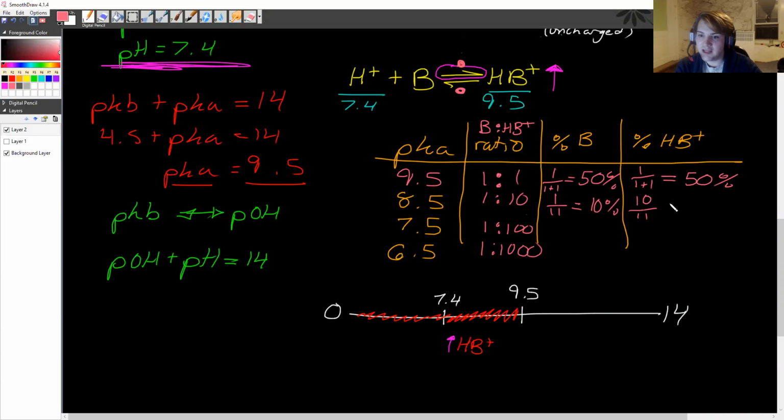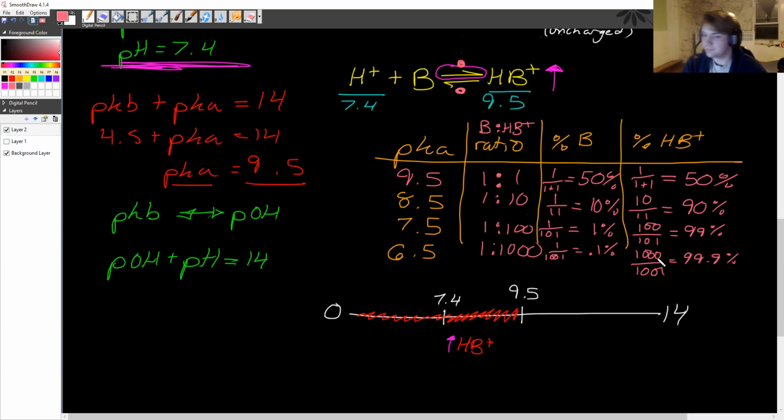Then we're going to get 10 over 11, which gives us about 90%. Then we're going to get 1 over 101, which gives us about 1%. And this 100 over 101 gives us about 99%. And then finally, 1 over 1001 gives us about 0.1%, I believe. And 1,000 over 1001 gives us 99.9%, or practically 100.